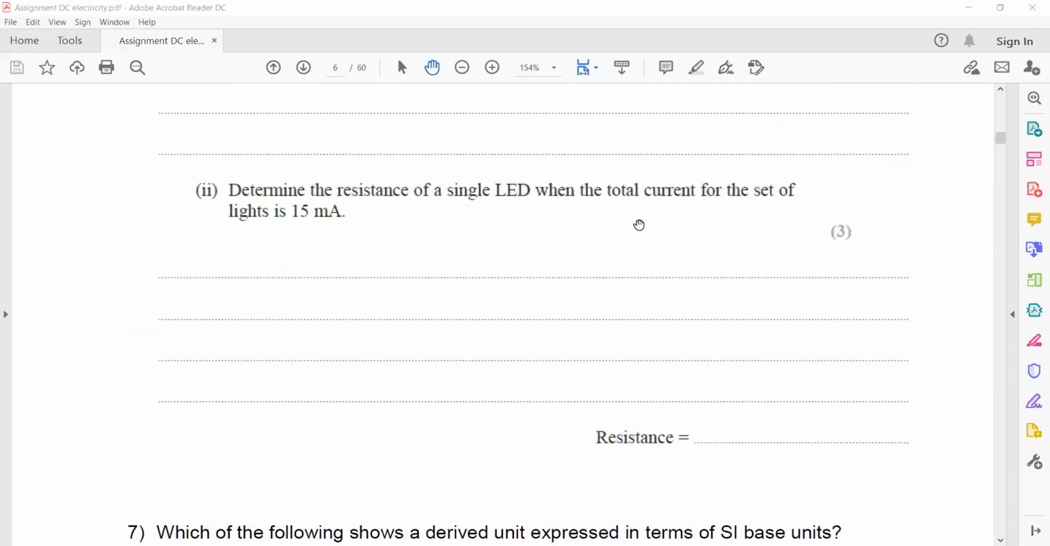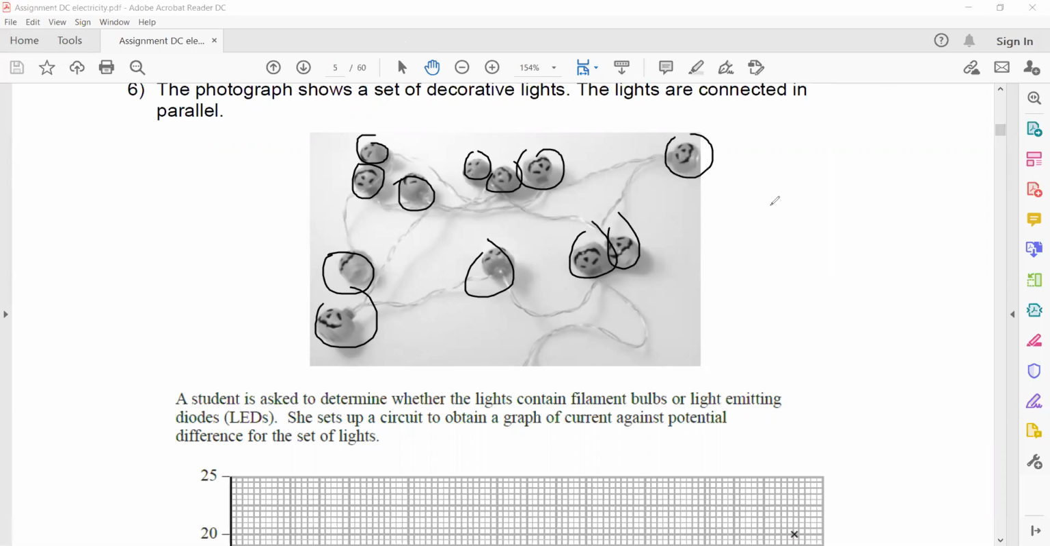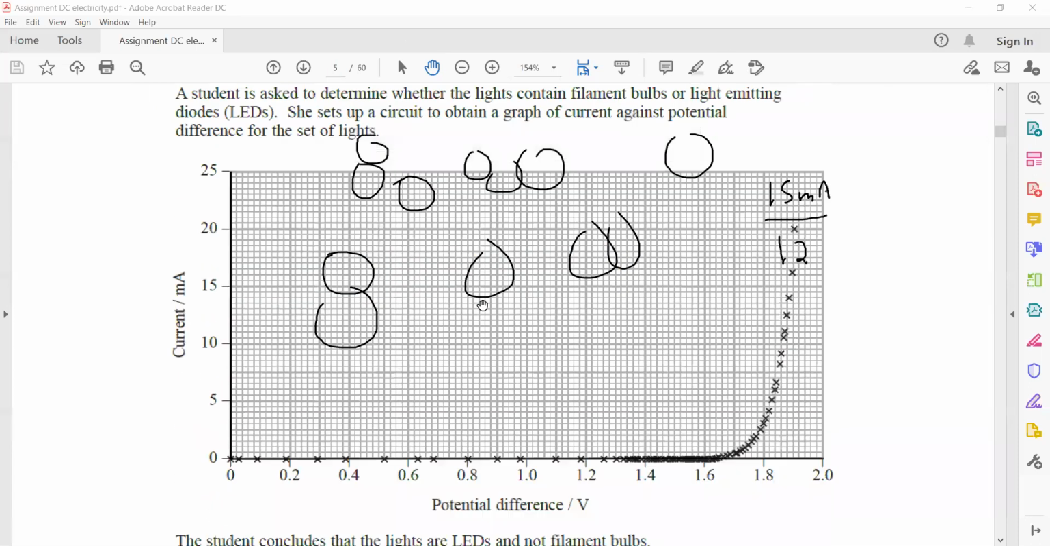Determine the resistance of a single LED when the total current for the set of lights is 15 milliampere. They are all parallel, and how many LEDs are there? 15 milliampere, but how many LEDs? 1, 2, 3, 4, 5, 6, 7, 8, 9, 10, 11, and 12 LEDs are there. So total current which is coming to the circuit is 15 milliampere. But we need it for one LED, so we'll divide by 12, because in parallel the current divides between the components. And because they are identical components, they all will receive the same current.